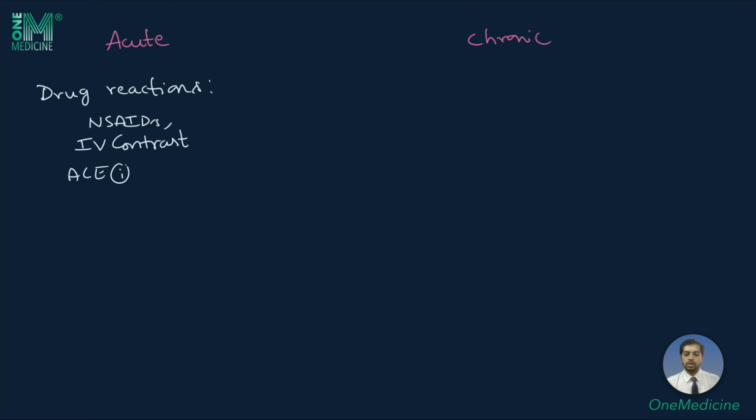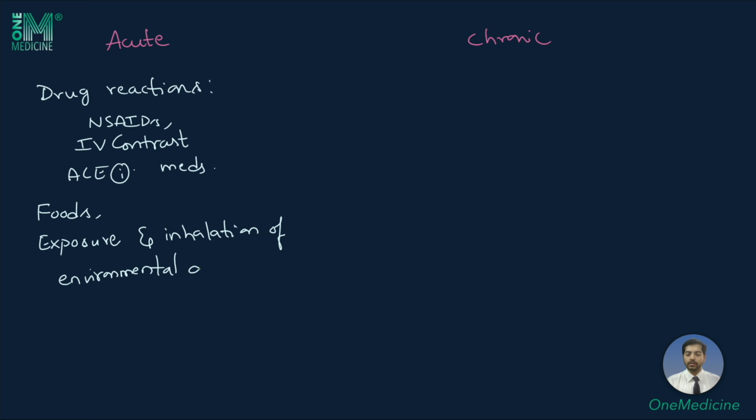Let's look at the acute causes and chronic causes of angioedema. Acute causes include drug reactions to non-steroidal anti-inflammatory drugs, IV contrast media, angiotensin converting enzyme inhibitors and other medications. Certain foods can cause acute presentation. Exposure and inhalation of certain environmental agents or even allergens can cause acute presentations.